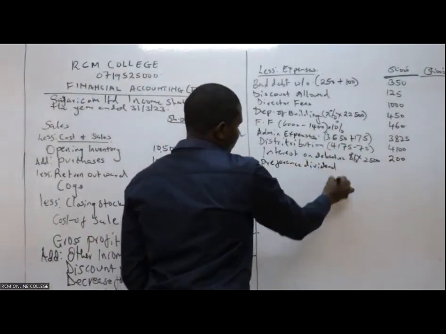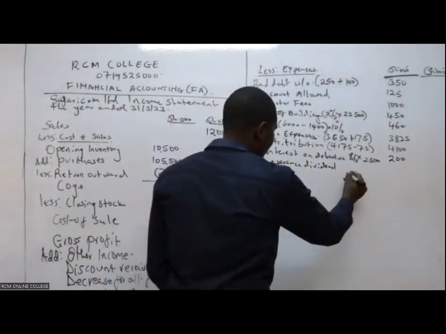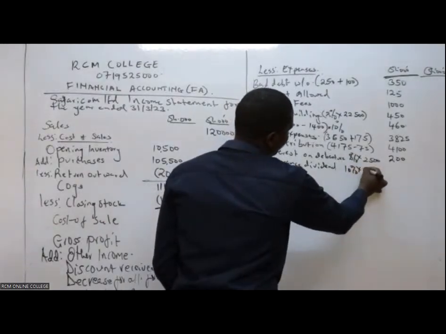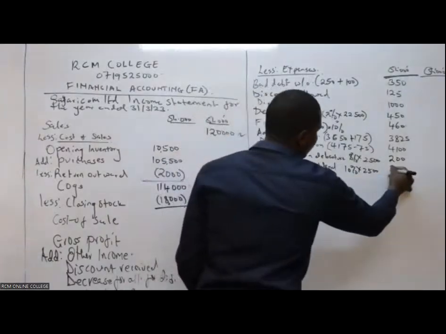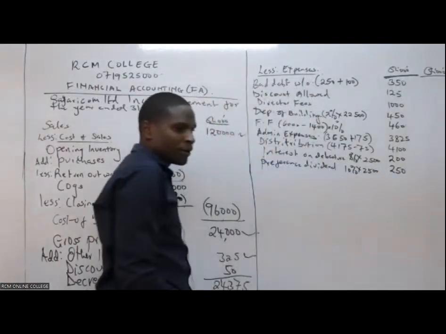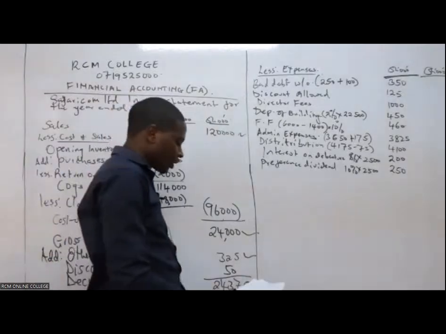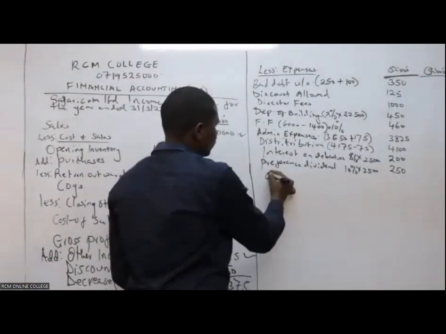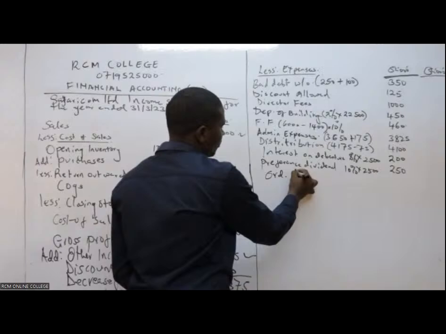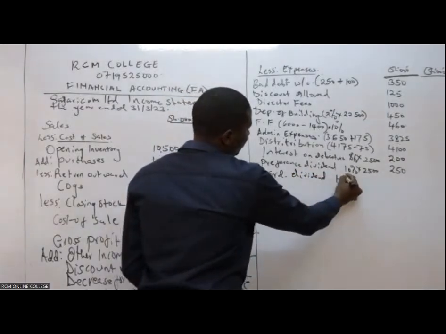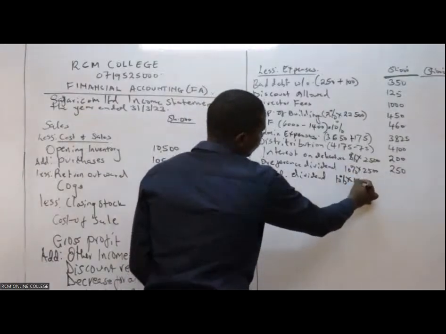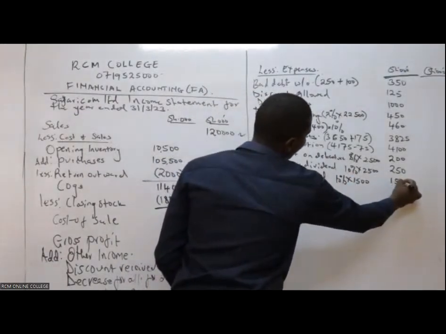Preference dividend, the rate is 10% of 2500. This one I can see it is just 250. Then that of ordinary share, we have to check the ordinary dividend. Ordinary share dividend, that one we are told to take what? To take still 10% of the shares, 1500, which will be 150.